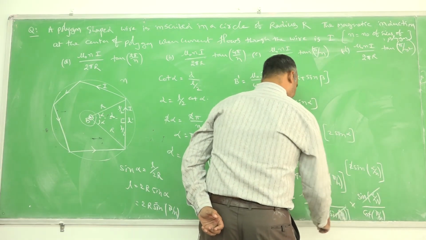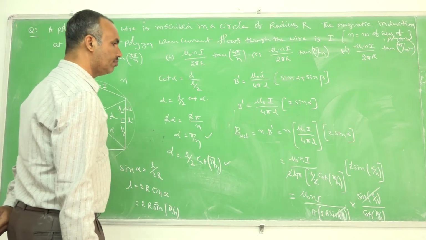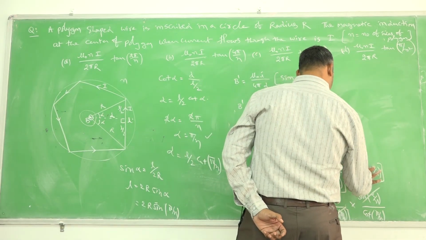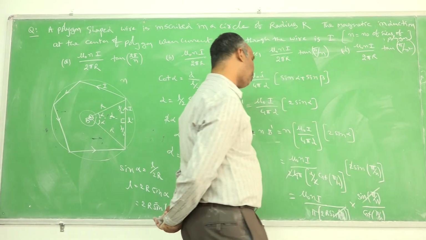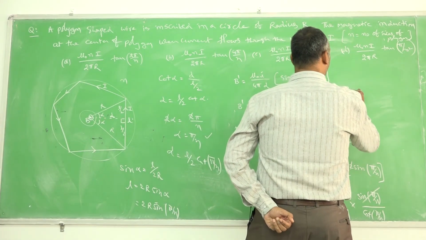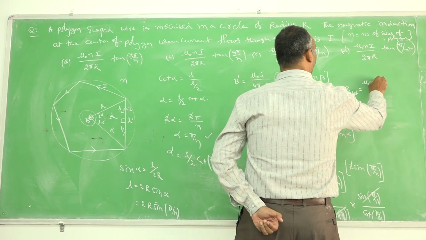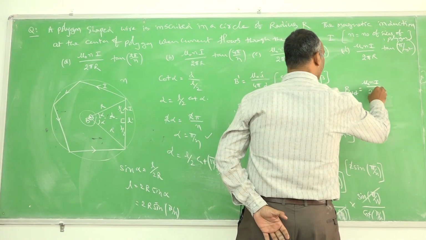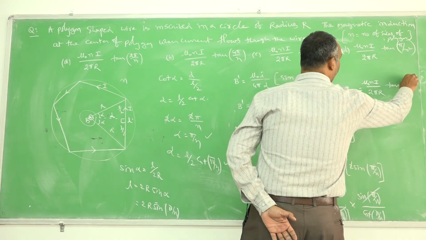So this and this gets cancelled. Alpha means pi by n. So net magnetic field is given by mu naught Ni by 2 pi r. 1 by cot theta is tan theta, tan pi by n.